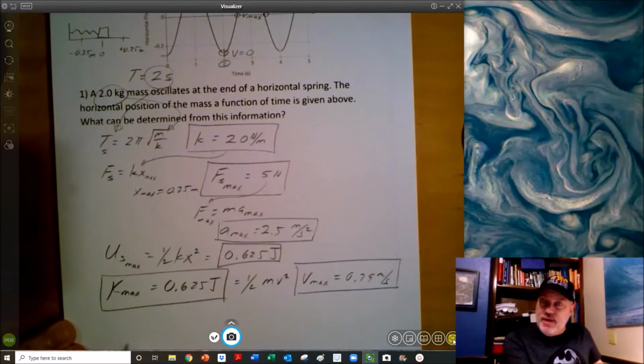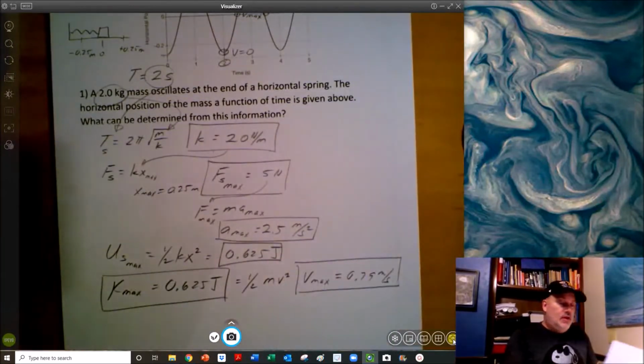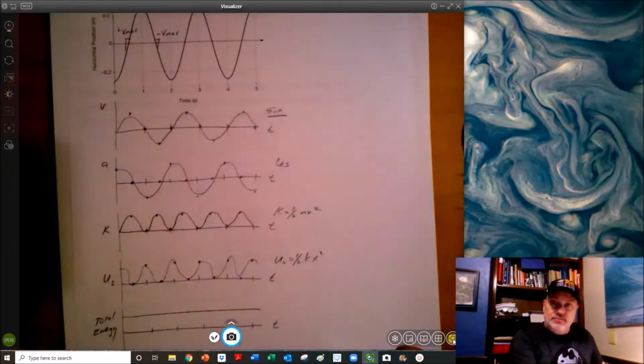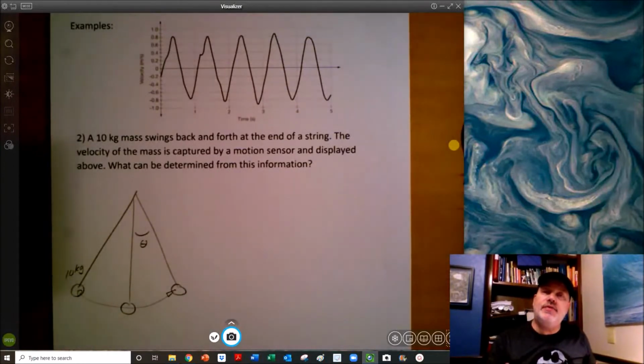That's a lot of information from one graph. All of this information. Well done. For our next problem, we have a pendulum that's got 10 kilogram mass at the end of a string swinging back and forth.